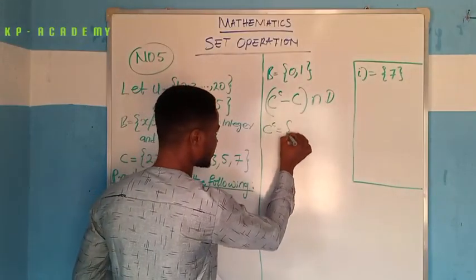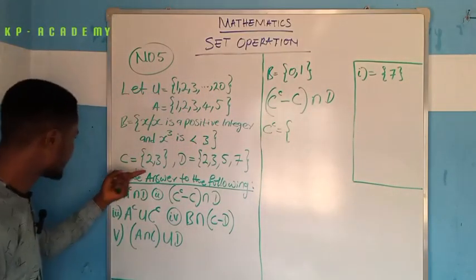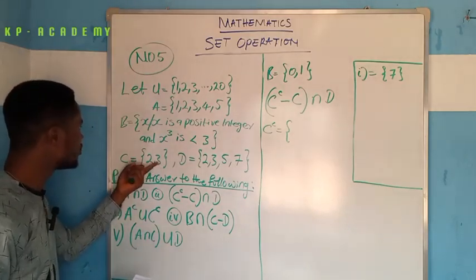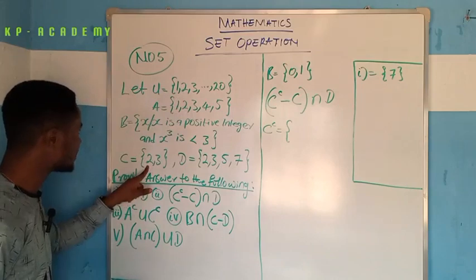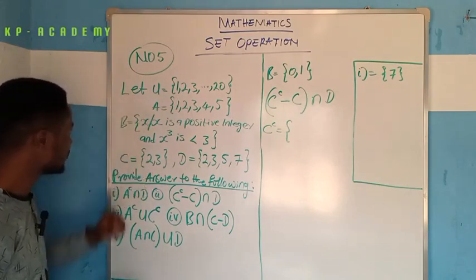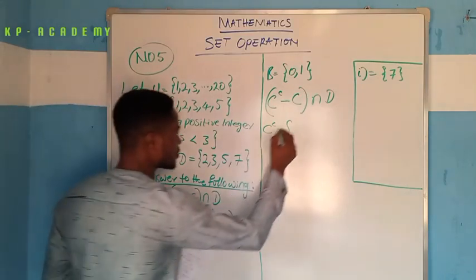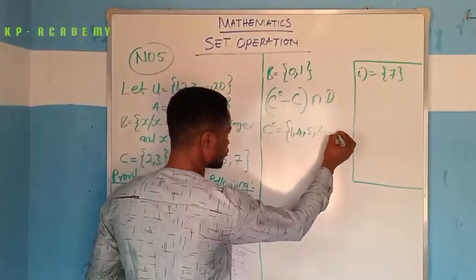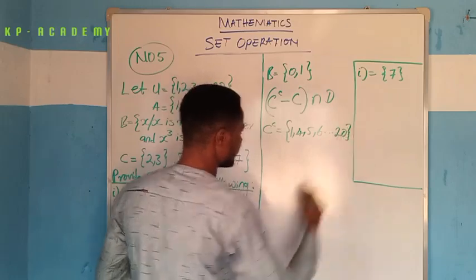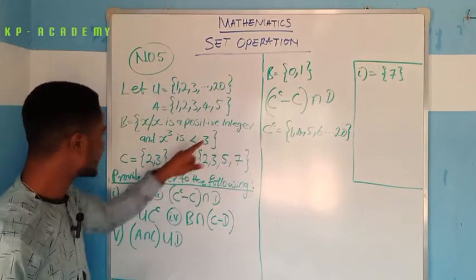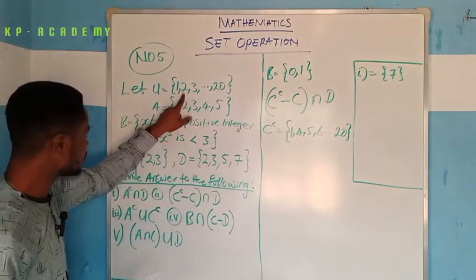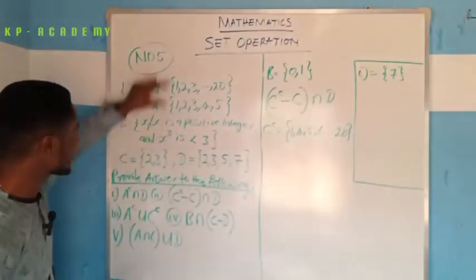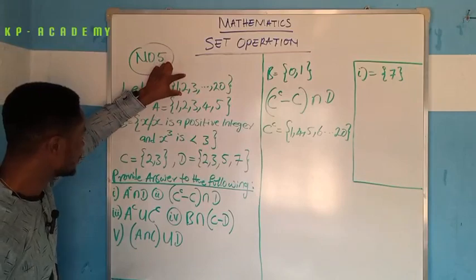So first, let us find C complement. C complement is, now again, what is set C? Set C is 2 and 3. So C complement will be the set that is in the universal set, but not in set C. And of course, the elements that are in the universal set, but not in set C, are nothing but 1, 4, 5, 6, down to 20. Very important, because now it's more like taking out 2 and 3 from here. 2 and 3, take it out.